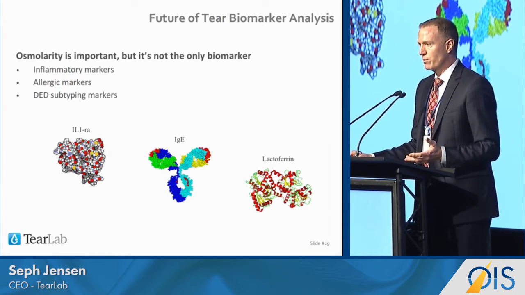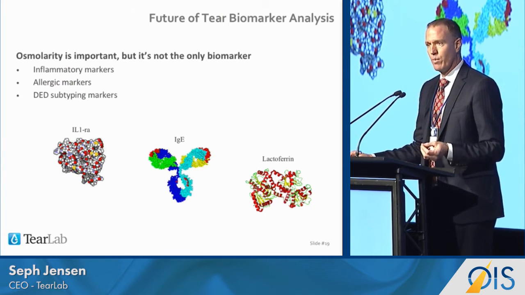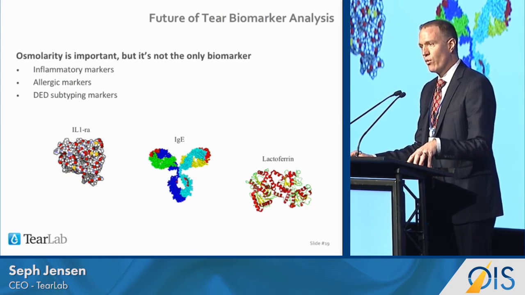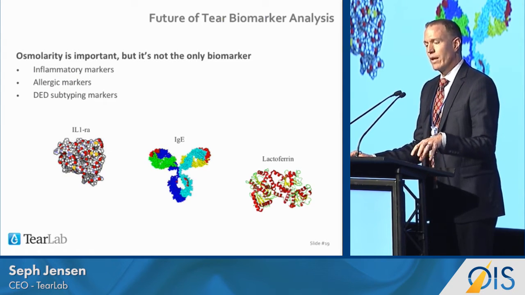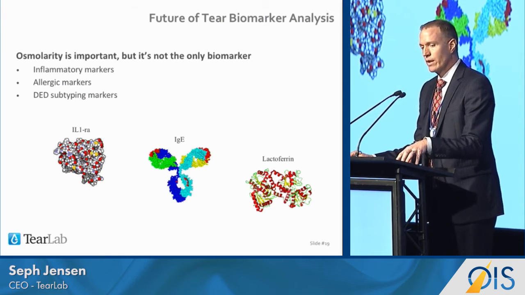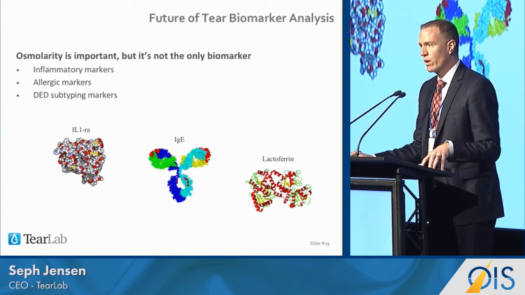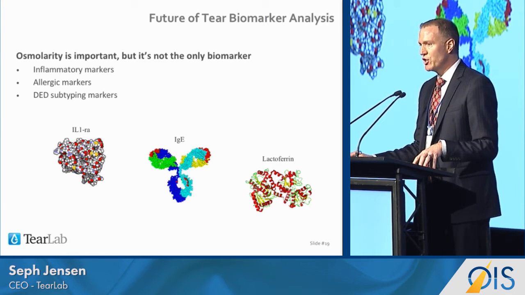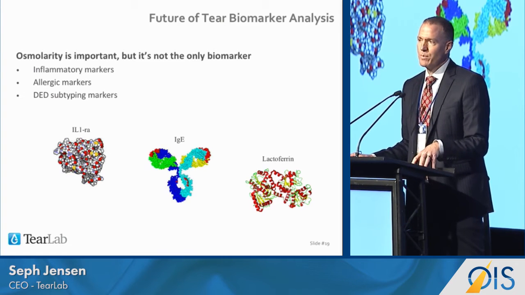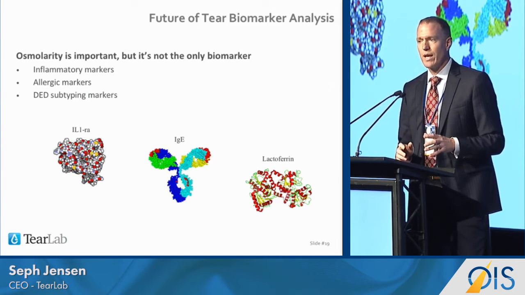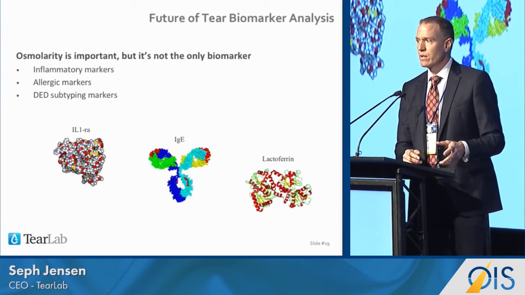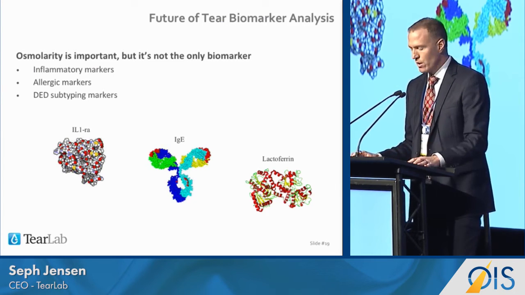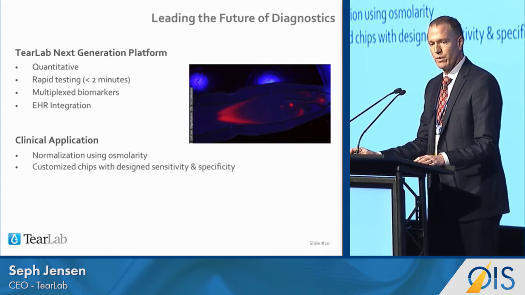So we know osmolarity is important, but we also know it's not the only biomarker. The tear film has a tremendous amount of information in it. As we go forward, where we'll be looking initially is at markers related to ocular surface disease. Just a few examples are IL-1RA, which is an excellent marker for inflammation. I think everyone's familiar with IgE and its role in allergy. And even something like lactoferrin is interesting because it can be used not only to subtype dry eye disease, but early data are showing that it's an interesting marker to predict postoperative healing dynamics. So there's a lot of exciting information available in the tear film.